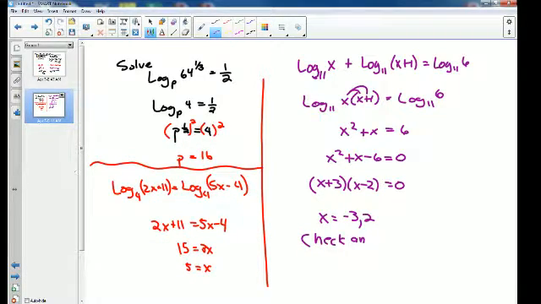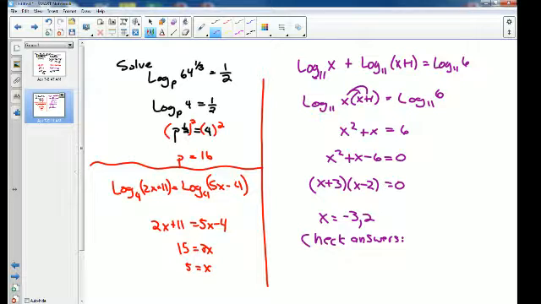You have to check your answers. I did not ask you to do it here because we don't need to. So then why do you get a negative 3 and positive 2 when you get a positive 3? Because this has to equal 0. What value of x makes it 0? Well, it's plus 3. What value of x makes it 0?